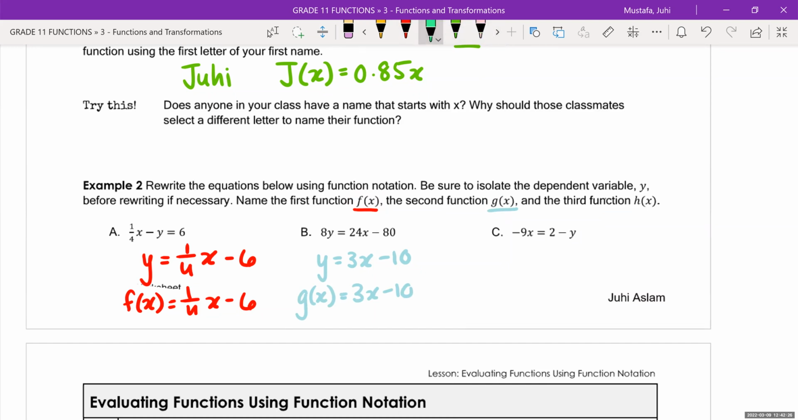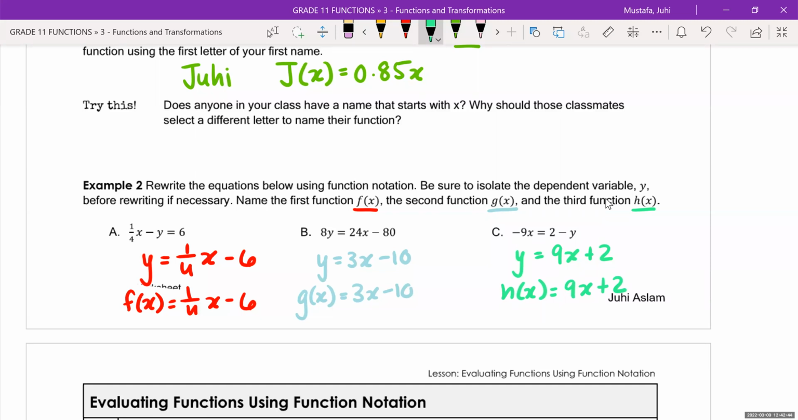Okay, and the last one, I'll move the y over here. I'll move the negative 9x over here. So I'm going to get 9x plus 2. And then we're going to label this one h of x is equal to 9x plus 2.